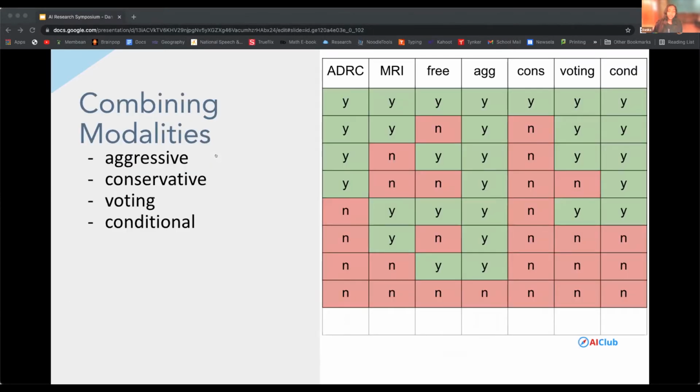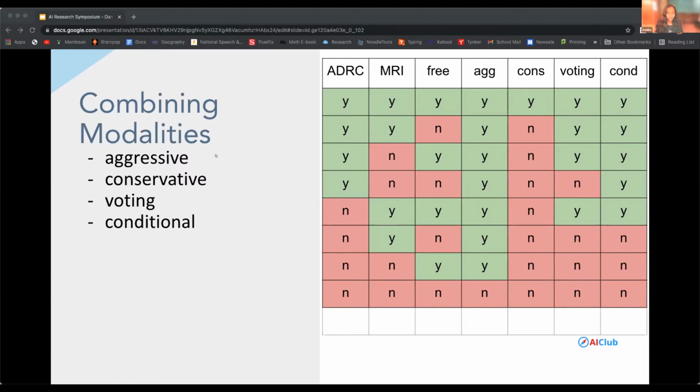For combining the modalities to come up with a final prediction, I used several different methods. 1, aggressive, meaning that if any of the modalities predict positive, the final prediction automatically predicts positive. 2, conservative, meaning that if any of the modalities predict negative, the combined prediction is automatically negative. Voting, meaning that we go by whatever the majority of the modalities say.